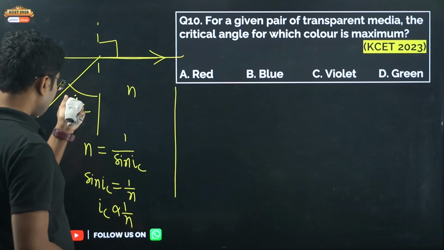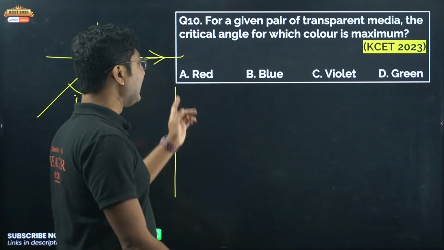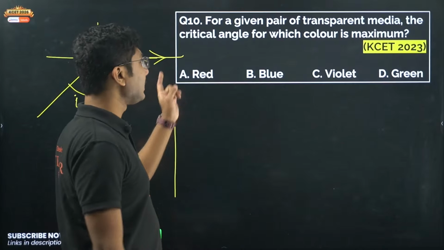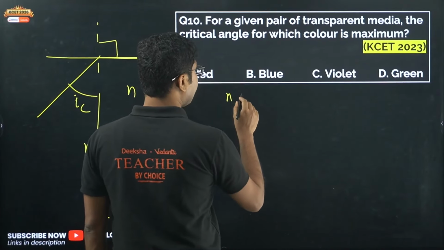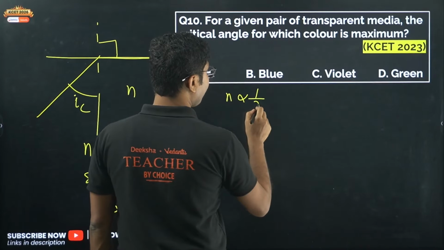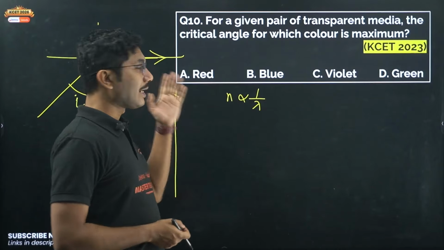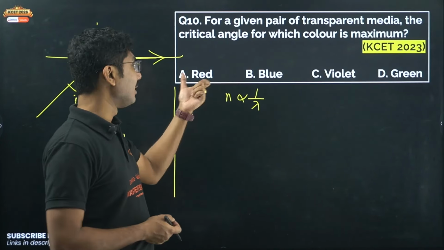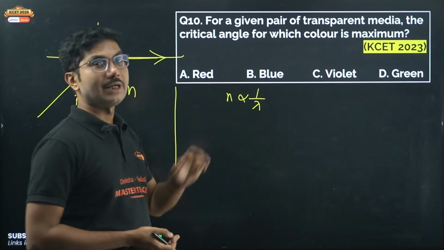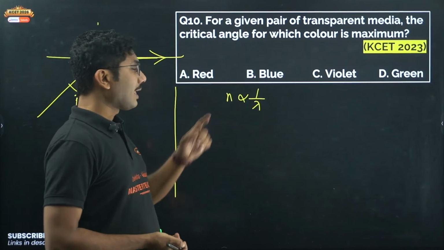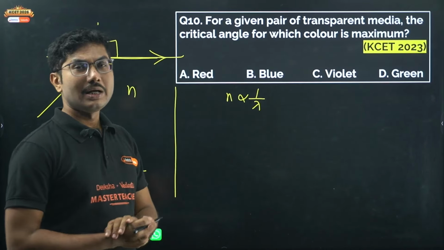Next, what is the relationship between n and the color? Each color has a different wavelength. So the refractive index of a medium is inversely proportional to wavelength. Higher the wavelength, smaller is the refractive index. That's why red light scatters the least, because the refractive index is very low. So red light does not scatter too much. That is one of the reasons behind this. So refractive index is inversely proportional to wavelength, that means higher the wavelength, smaller will be the refractive index.